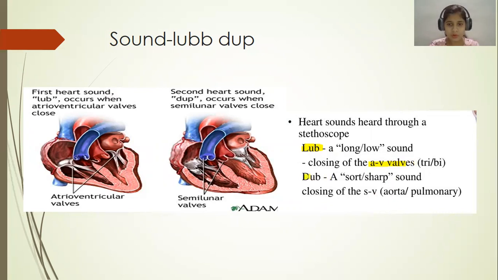The second sound is the dub sound, which is quite sharp. This sound is of the closing of the semilunar valves, that is the aortic semilunar valve and the pulmonary semilunar valve. So the lub-dub sound is due to the closing of the valves in the heart. First sound lub is due to the closing of the atrioventricular valves, and second sound dub is the sound of closing of the semilunar valves.